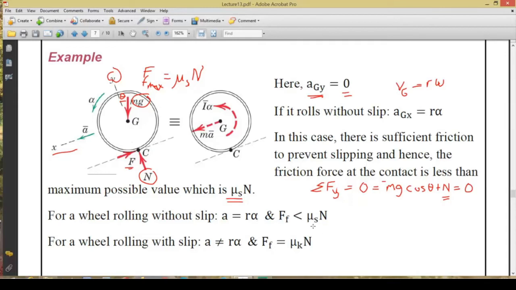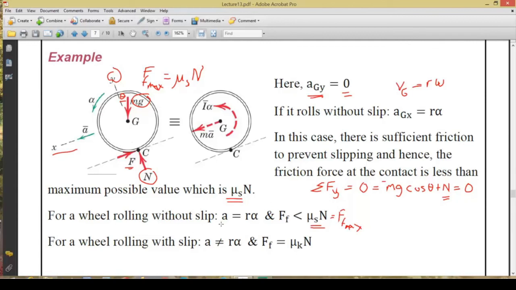After that, we find out the maximum friction force. This is actually the friction force maximum, by multiplying this normal force with the static friction coefficient. And our expectation is if the friction force at that instant is less than this maximum force, then there's enough friction and the wheel will roll without slip. If it is more than that, then things change.